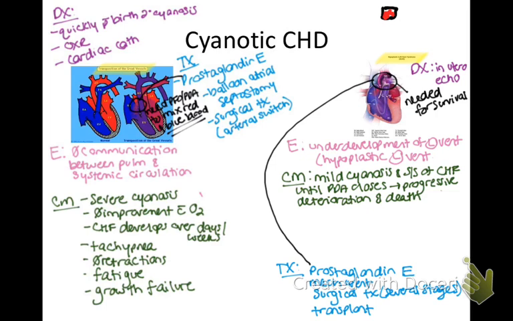All right. So those are your acyanotic and cyanotic congenital heart defects. And so you really need to understand how blood flows and what's supposed to be where, because many of the congenital heart defects is just there's some kind of defect that's causing the blood to flow in the wrong way, or vessels are not where they're supposed to be. So if you understand the normal, you can figure out the abnormal.